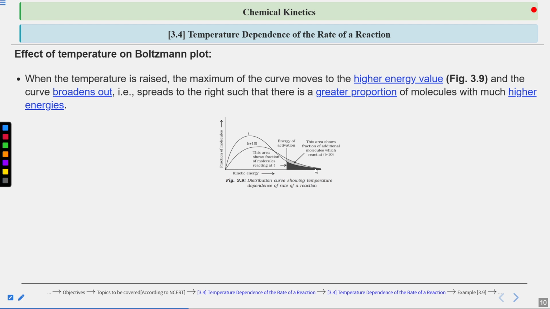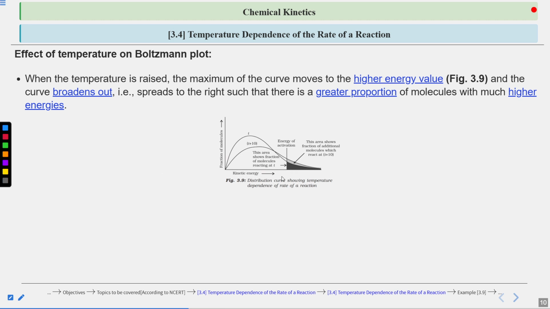Now we have some areas, the darker one and the lighter shade one. The darker shade area shows the fraction of molecules which are reacting at temperature T, but the lighter shade area shows the fraction of additional molecules which react at the increased temperature, T plus 10. The energy of activation is shown by this vertical line.